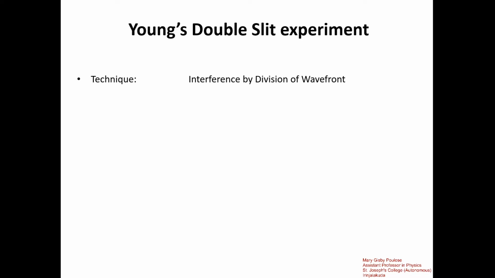The technique used in this experiment is interference by division of wavefront, and the apparatus required is a monochromatic source, a double slit, and a screen or detector. Detector can be a camera.